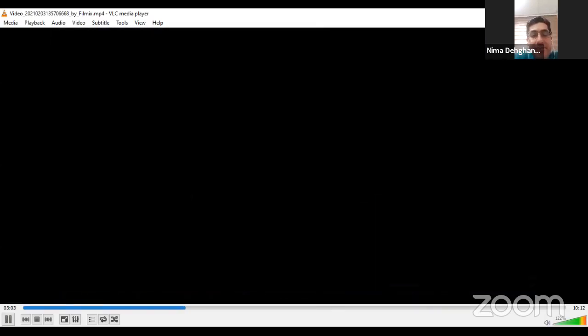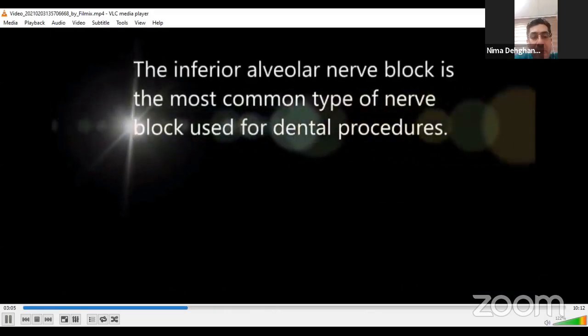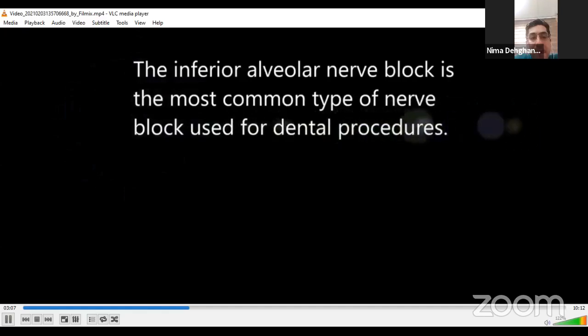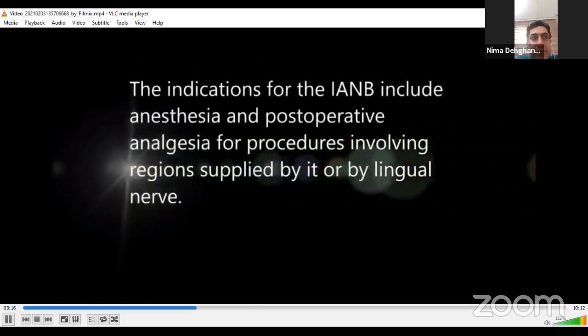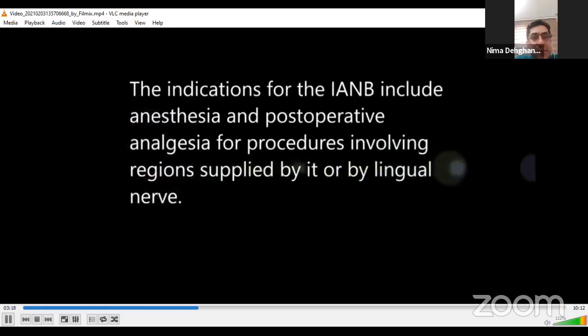The indication of the inferior alveolar nerve block includes procedures on multiple mandibular teeth in one quadrant, or when buccal soft tissue anesthesia is necessary, or when lingual soft tissue anesthesia is necessary for a dental procedure.